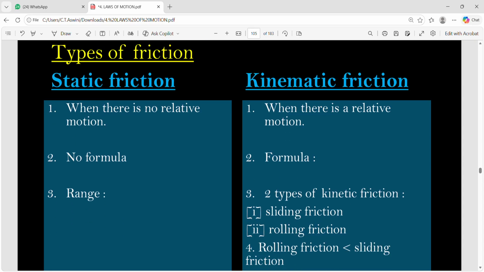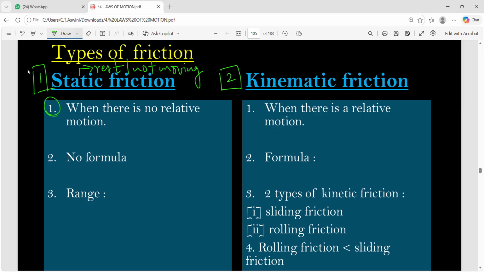There are two categories of friction. Number one, static friction. Number two, kinetic friction. See, static means when the body is in rest position. That means when the body is not moving. When the body is not moving, the friction present is called static friction.